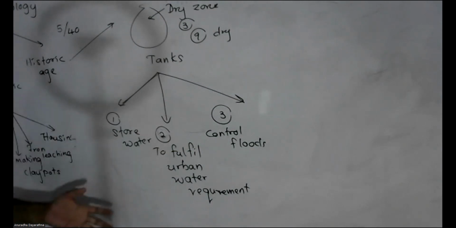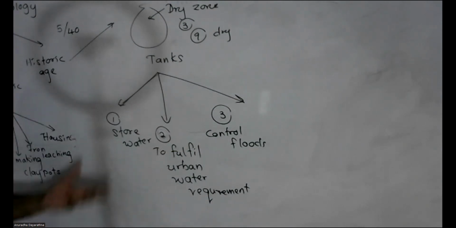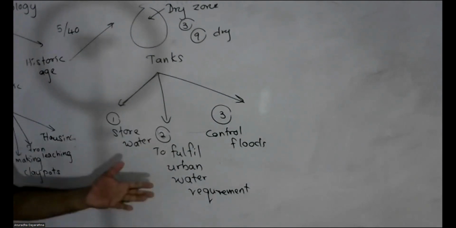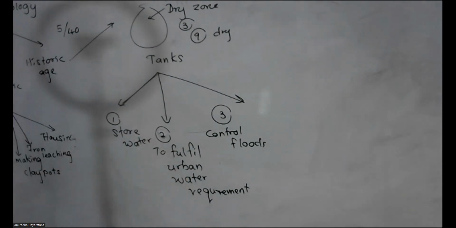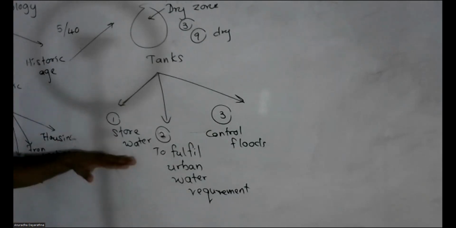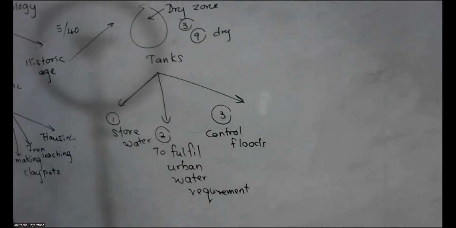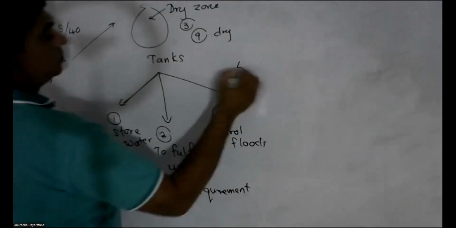So now you have to find out what kings have constructed tanks to store water, what kings have constructed tanks to fulfill this one, and what kings for this one, and you must give examples, and you must write 3 paragraphs under each heading. So that is what the answer expected in the exam.